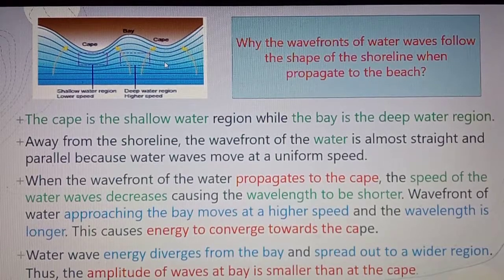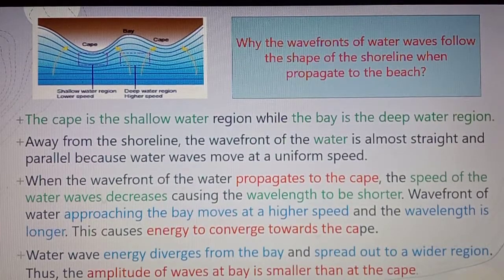So what happened to the energy if it converges? Of course, the amount of energy here is higher compared to this part. So what happened to the wave? As we know, energy is related to the amplitude of the wave. High energy means a strong wave, so the amplitude is higher. As you can see from here, when the water wave converges, it will produce a wavy area. The bay is calmer because the amplitude is smaller.